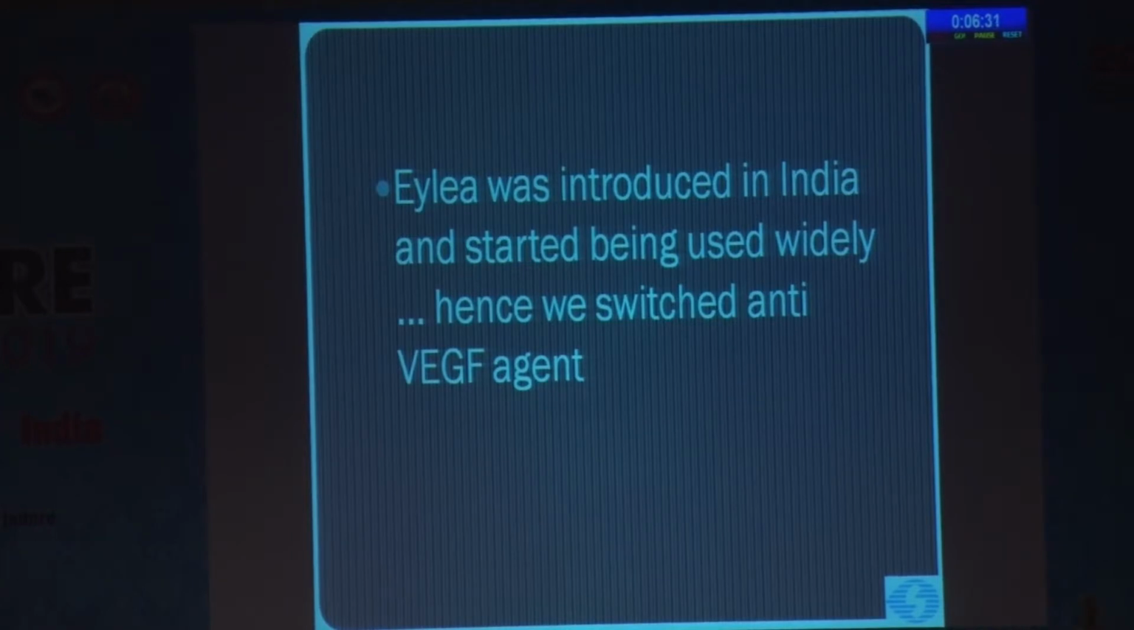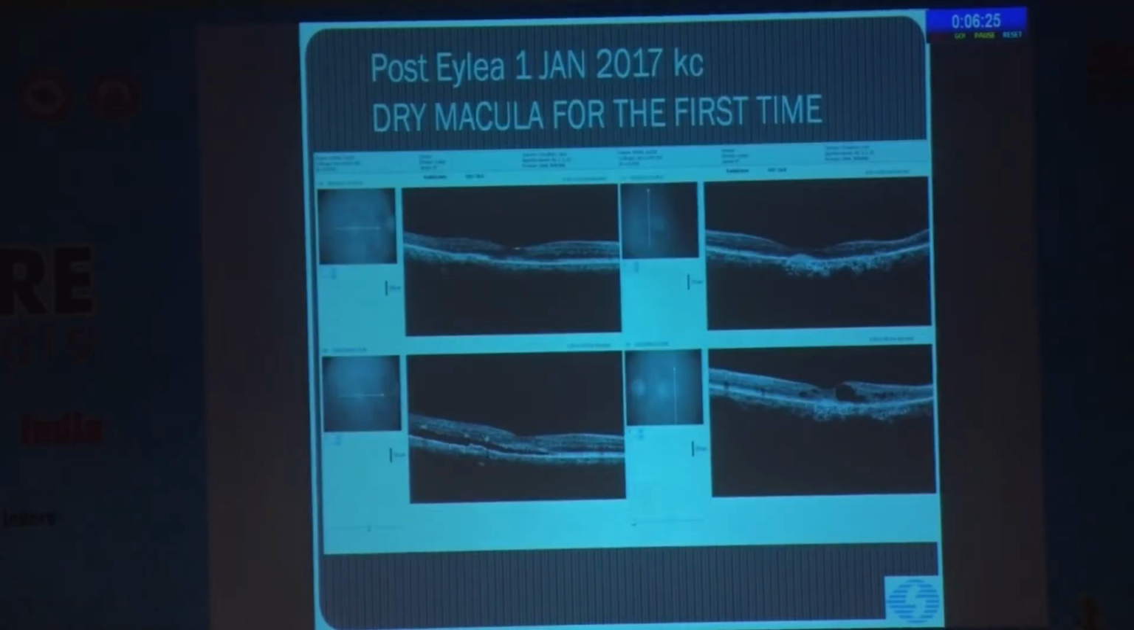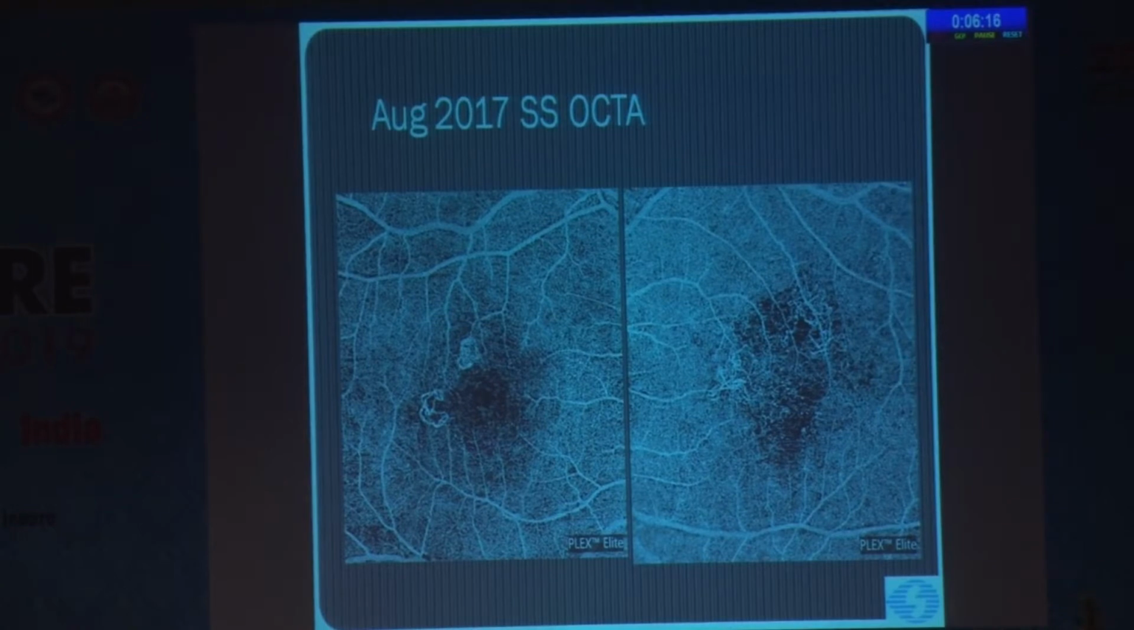So this is when we started reading up, and we realized that ILIA, which works better for type 1 CNVMs, had started in India, and we used ILIA. And for the first time, because of aflibercept, this gentleman was dry and happy. You see the fluid is dried in both eyes. And I'm not going to bore you, I've got millions of scans for this patient.